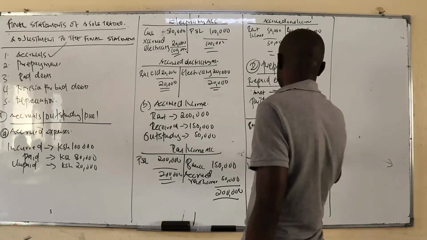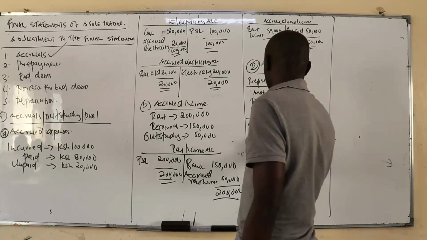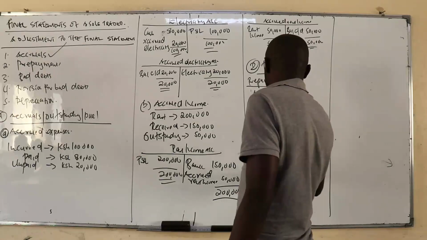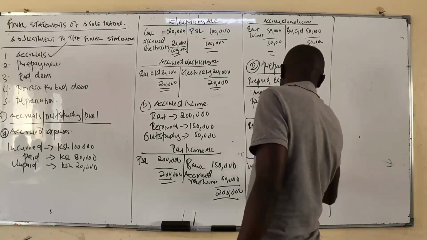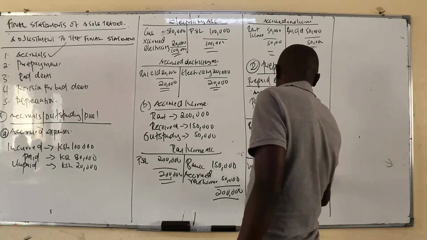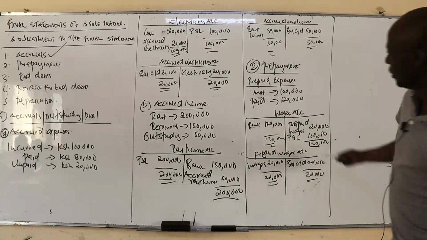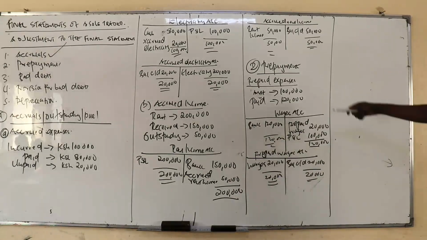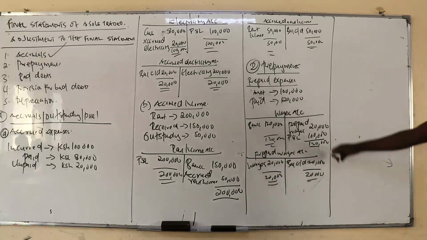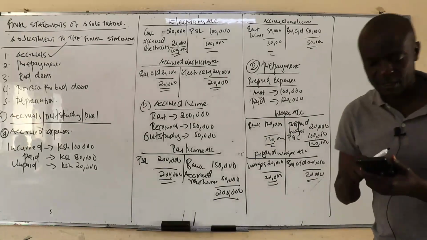We deduct. So this will be 120,000. This is 120,000. And this one, balance carried down, which is 20,000. So this is an asset. Assets always have debit balances. Assets have debit balances. So you're only going to take the 100,000 that relates to that particular year. So that is how we treat prepayments.